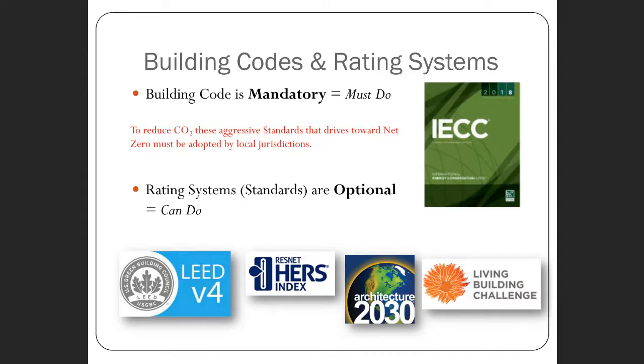Right, again, we have building codes and standards. Building code is mandatory, we must do it. So to reduce CO2, these aggressive standards that drive toward net zero must be adopted by local jurisdictions. Part of our challenge here is that we have to get the Village of Oak Park and the city of Cicero and Berwyn and all these towns and municipalities and jurisdictions to adopt these more stringent codes to help drive the construction in their jurisdiction towards the direction we want to go in.